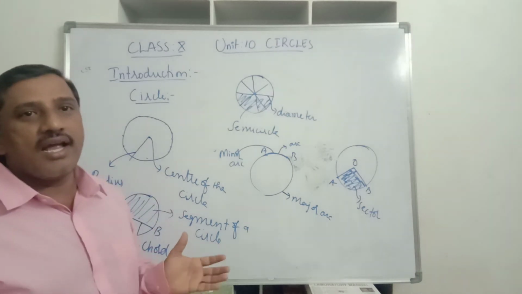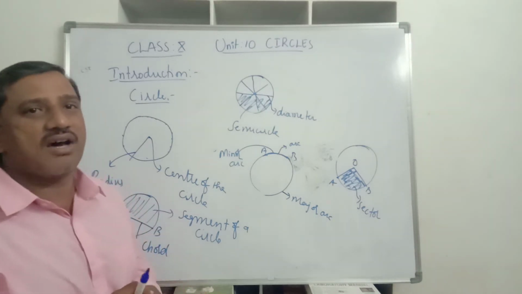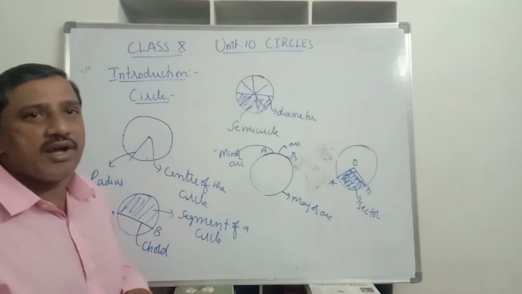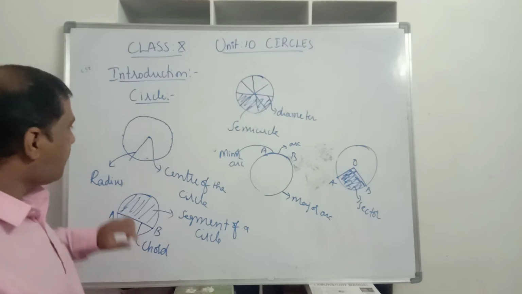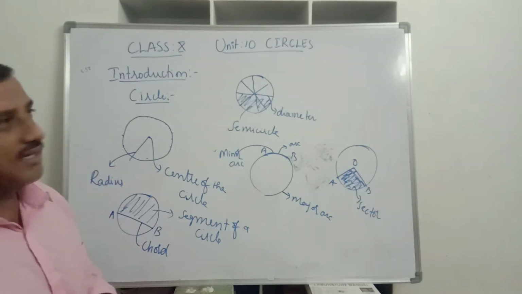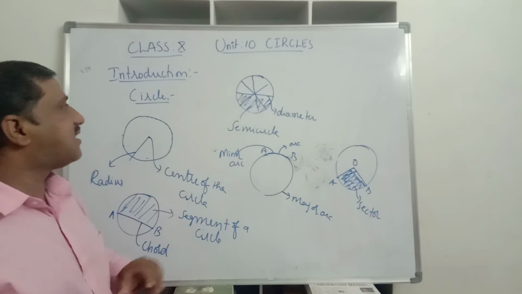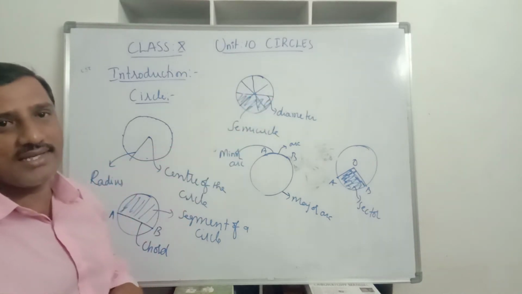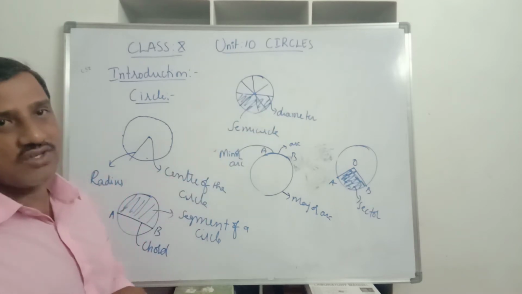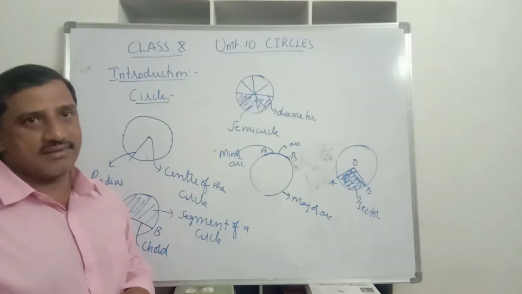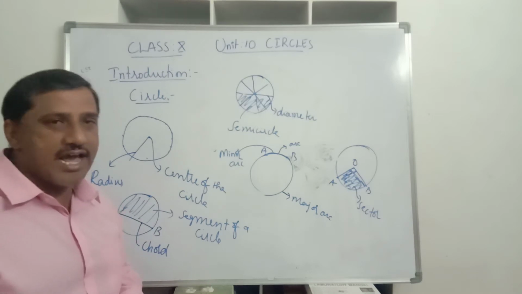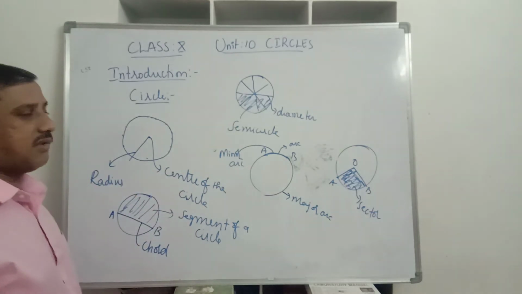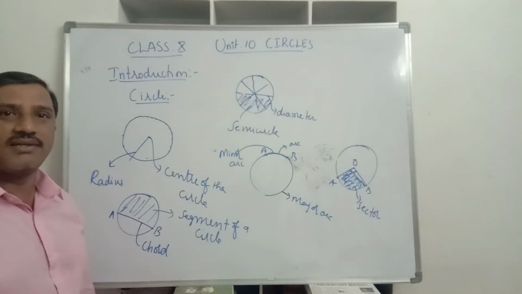So a circle is a collection of points which are equidistant from a fixed point. That fixed point is known as the center of the circle, and that fixed distance is known as the radius. So diameter is two times the radius. This is one diameter and this is the other diameter. By joining those two radii we get a diameter. So diameter is twice the radius, or radius is half of the diameter. This is the terminology related to circles. Is it clear?